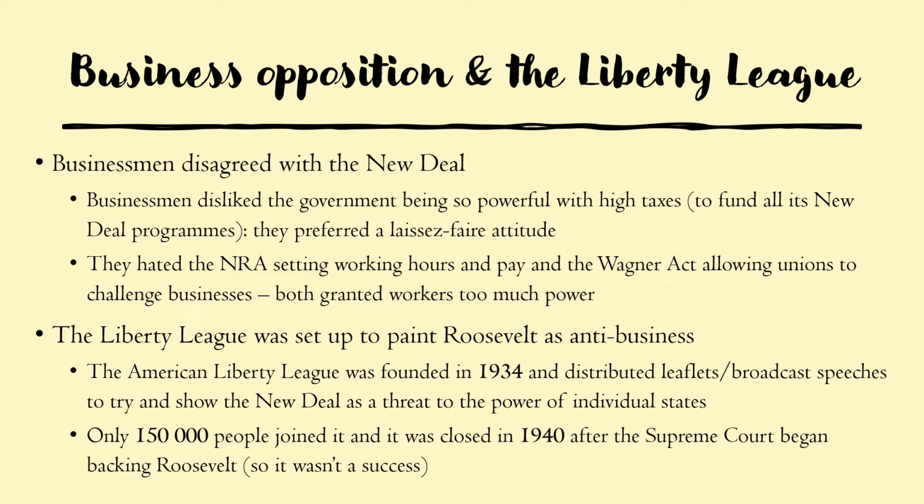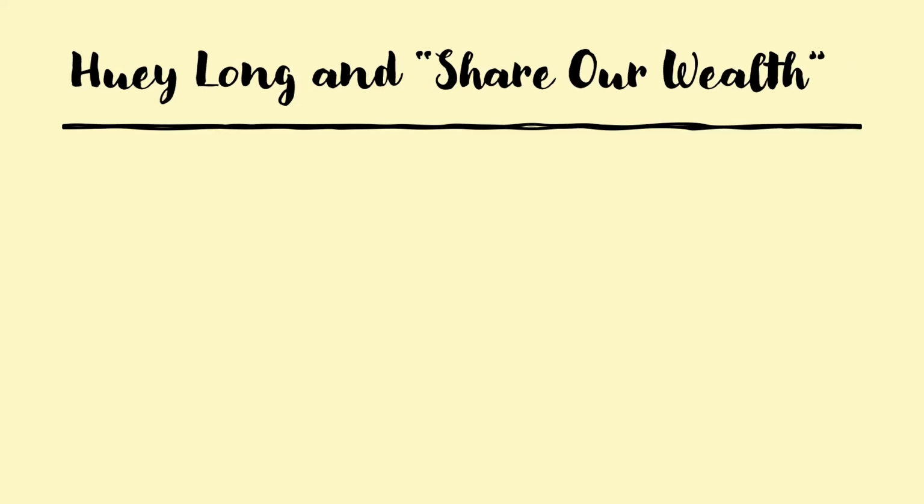So the Liberty League had been involved in trying to challenge some of the alphabet agencies in court, but the Supreme Court was now backing Roosevelt, so that was hopeless. And so it didn't really come to much. Now, onto something a little bit different. So far we've looked at some opposition to the New Deal from the right, from the Republicans. Now we're going to have a look at some from the left. So beginning with Huey Long and the Share Our Wealth programme.